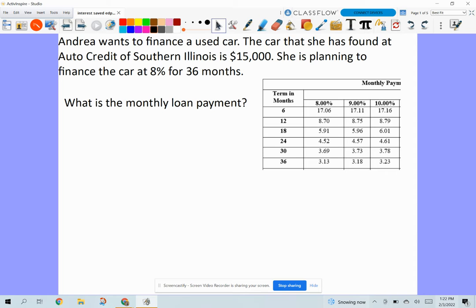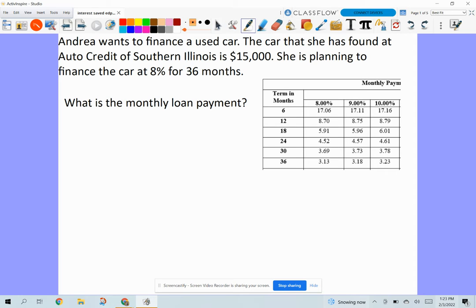Try and follow along. So, Andrea here found a used car that she's trying to buy. She's going to pay $15,000 and finance a car at 8% for 36 months. I took out the down payment on this. Okay, so we're just going to jump in and start calculating her payment.